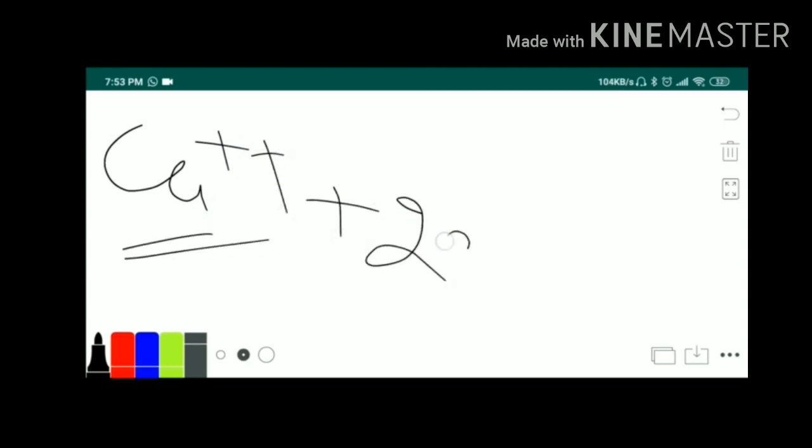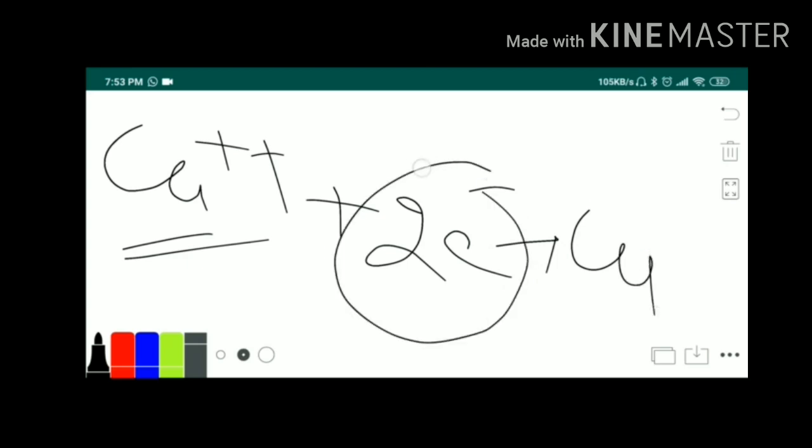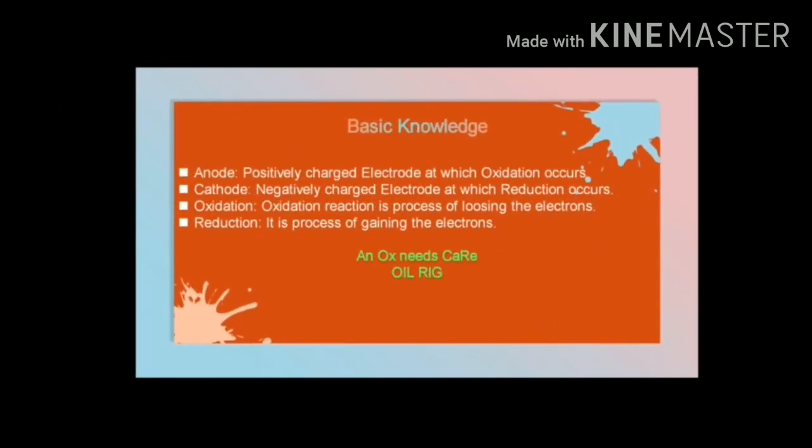And reduction is what? Acceptance of electrons. For example, if it is a copper ion, it accepts 2 electrons to become copper. It accepts the electrons. Okay, the same cell is called a galvanic cell, in which both occur.